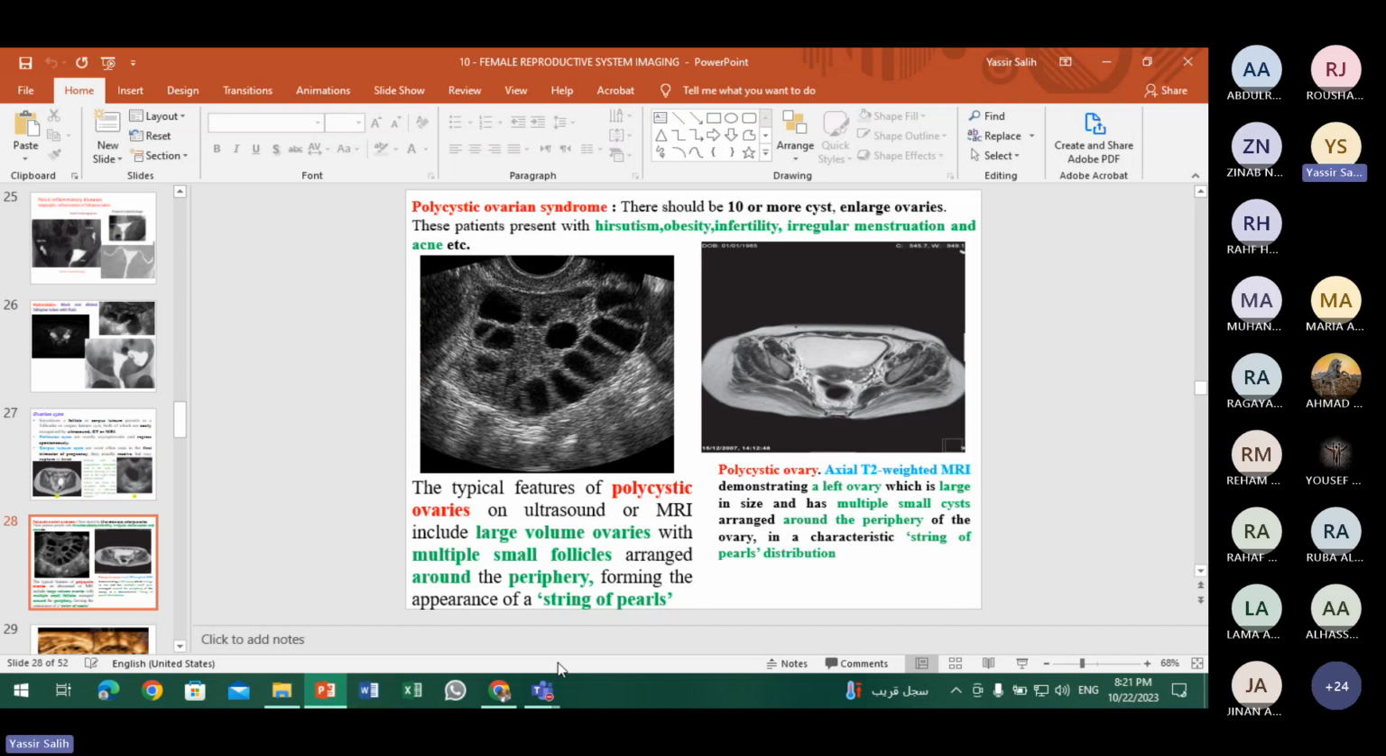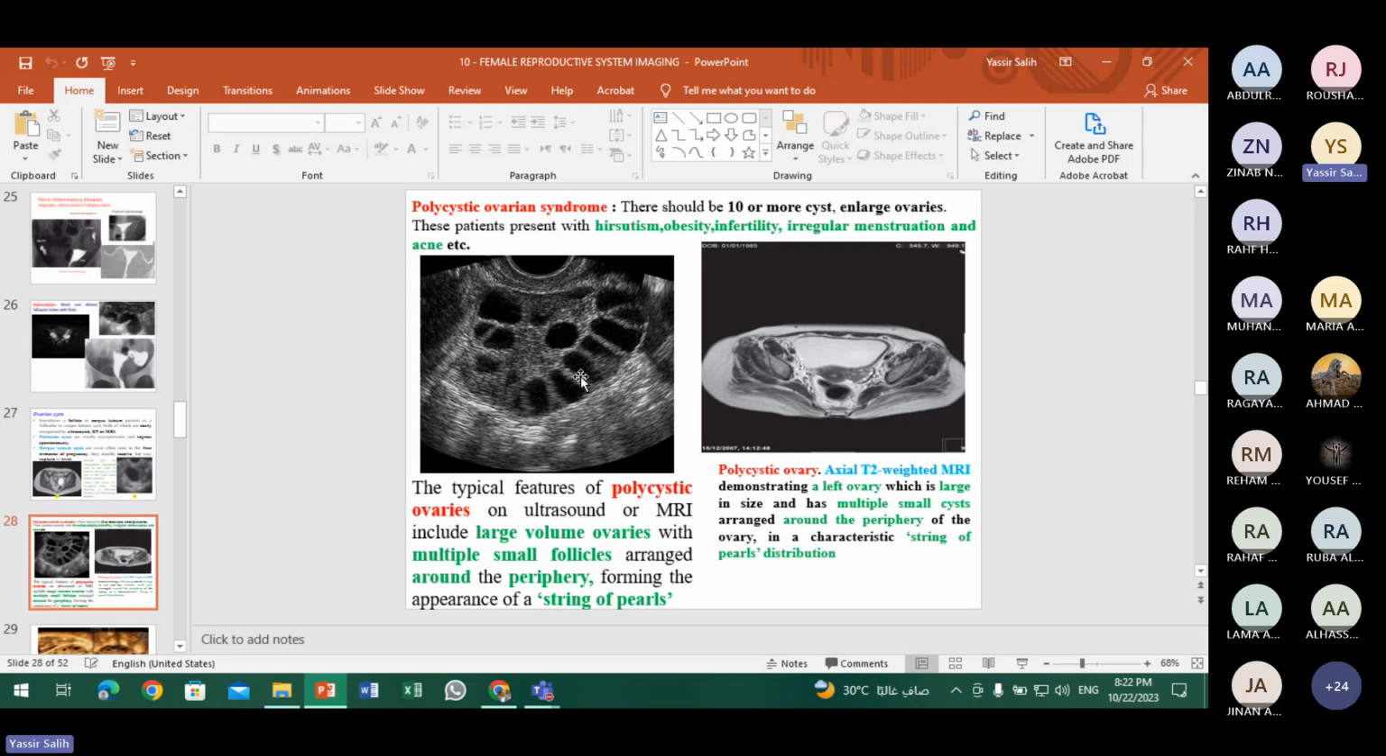This polycystic ovarian syndrome is characterized by multiple cysts, usually more than 10 cysts, and enlarged ovaries. When we do ultrasound or MRI you can see the ovary is bulky or enlarged with multiple cysts. These cysts are small, 1 to 2 millimeters, in the periphery. If you remember, in the normal ovary the follicles were also in the periphery, but their size was about 3 to 4 millimeters. These are smaller, 1 to 2 millimeters, and not less than 10 cysts or more.